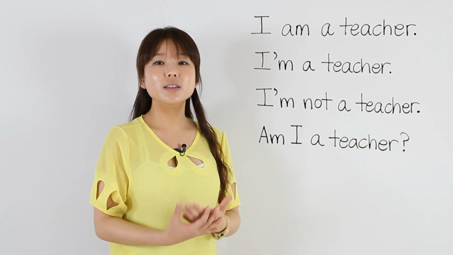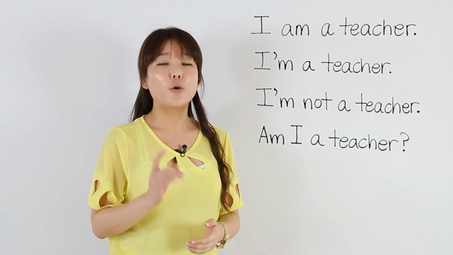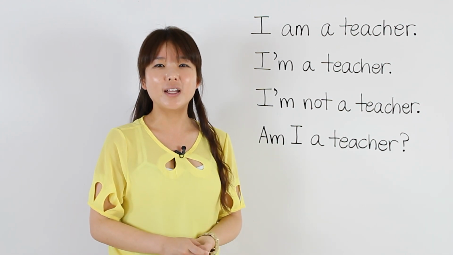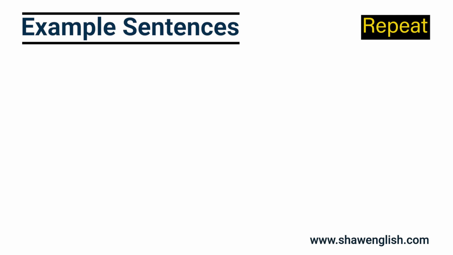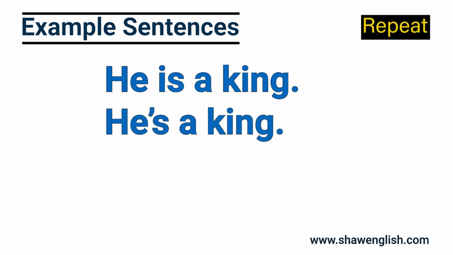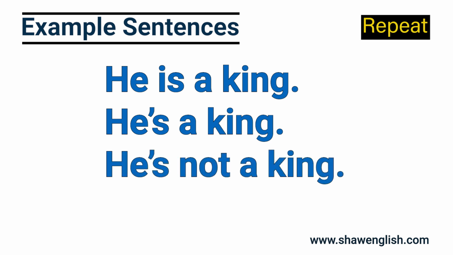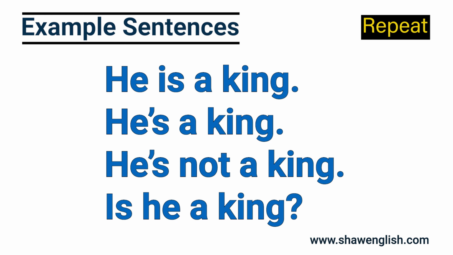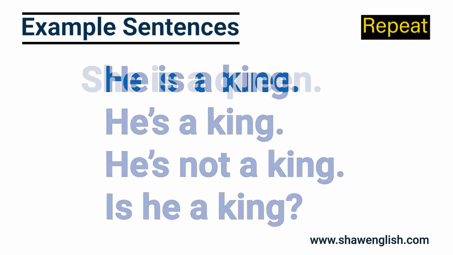We're going to listen to some more examples. I want you to repeat after each one. He is a king. He's a king. He's not a king. Is he a king?